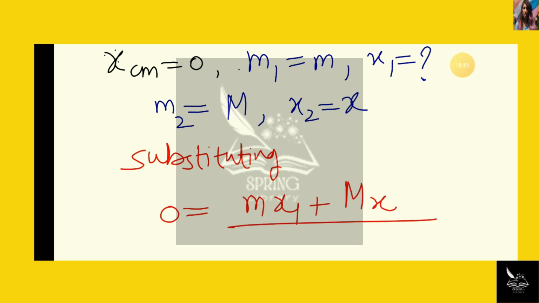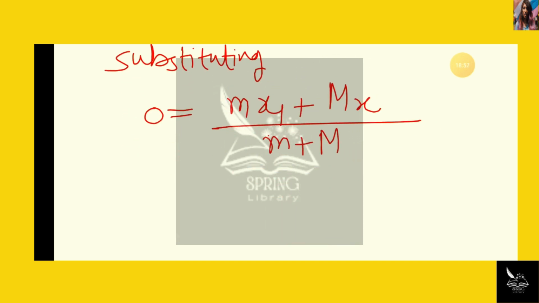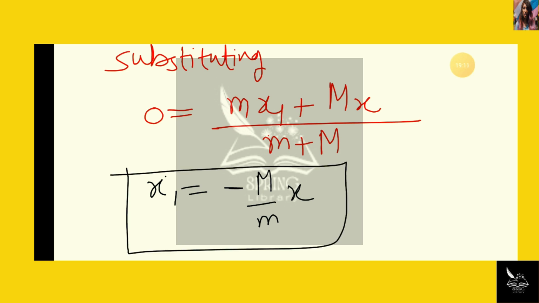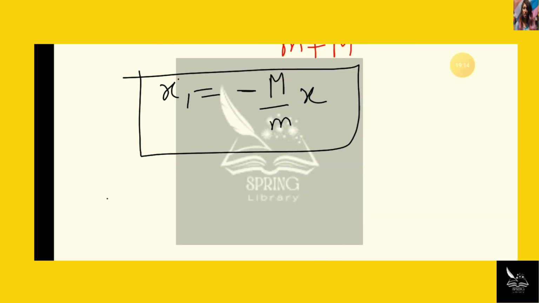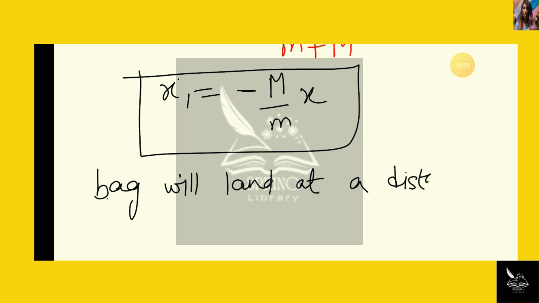So now simplify it, then I will get the location of the bag, that is x1 equal to minus capital M over small m times x. So now after getting this result, the bag will land at a distance of capital M times x divided by small m, and the direction will be the opposite direction, that means towards left.